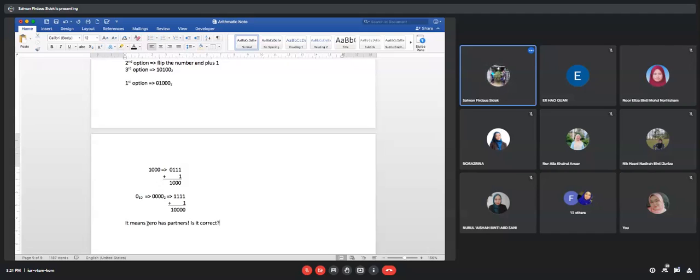Does 0 have a partner? In our number system, does 0 have a partner or not? Partner means negative and positive. No. 0 has no partner.